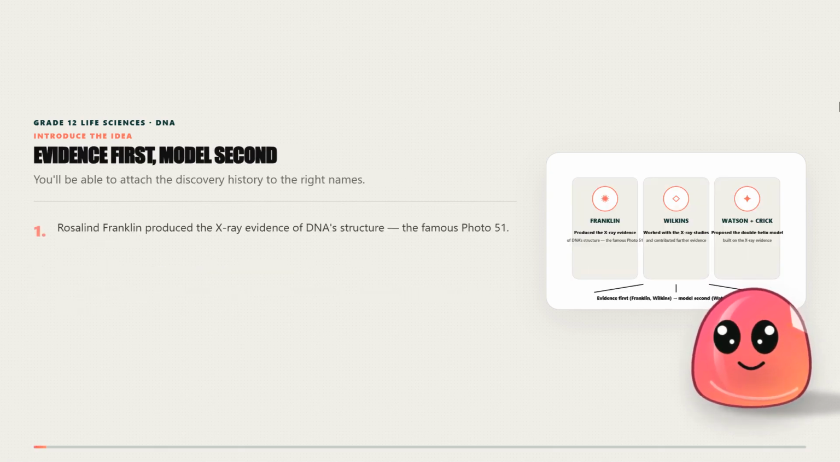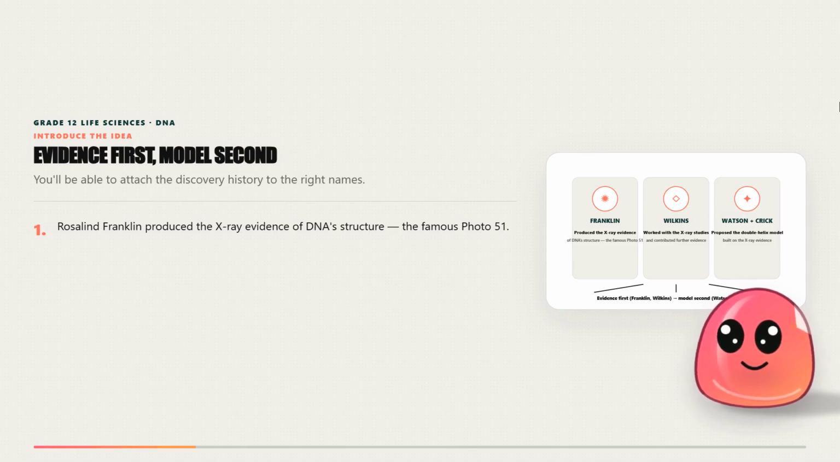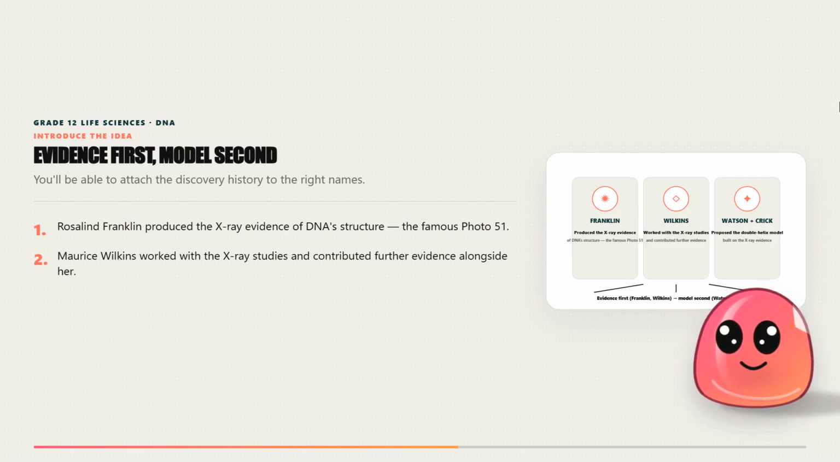By the end of this part, you'll be able to attach the discovery history to the right names. Here's the key idea. Rosalind Franklin produced the X-ray evidence of DNA structure, the famous photo 51. Maurice Wilkins worked with the X-ray studies and contributed further evidence alongside her. And Watson and Crick used that evidence to propose the double helix model. Evidence first, model second. That's the order the memo expects.